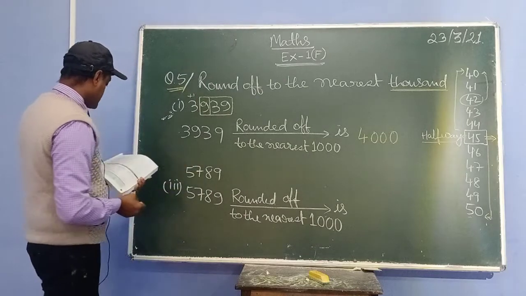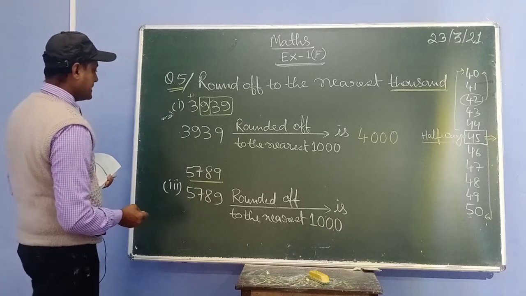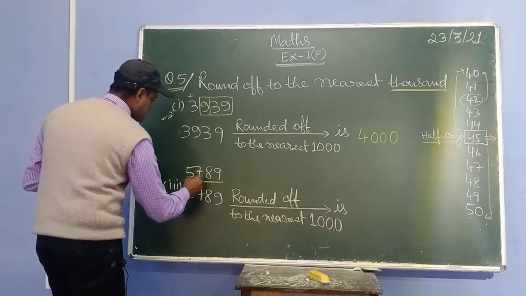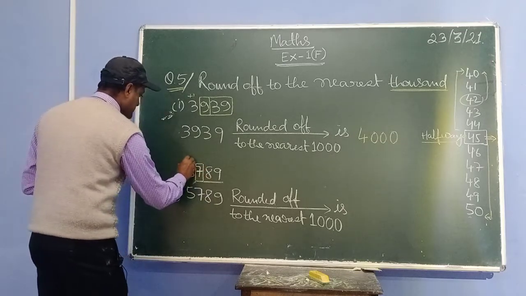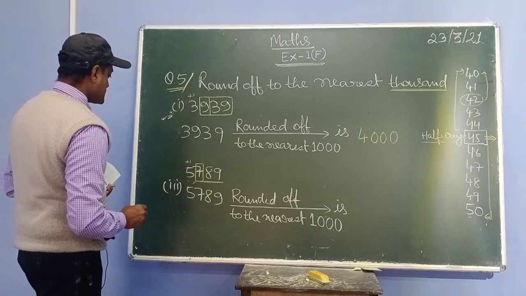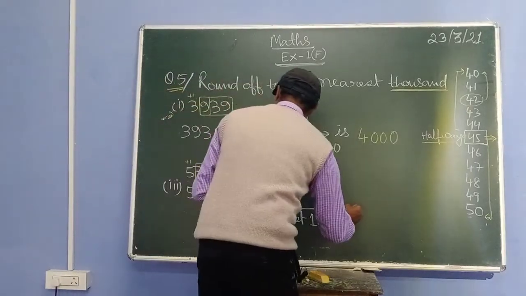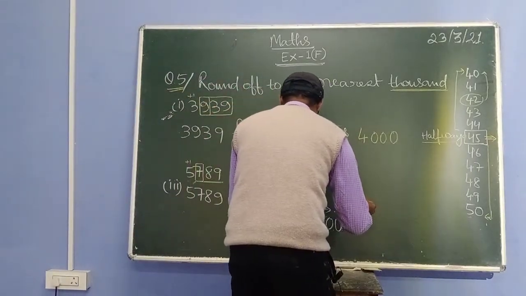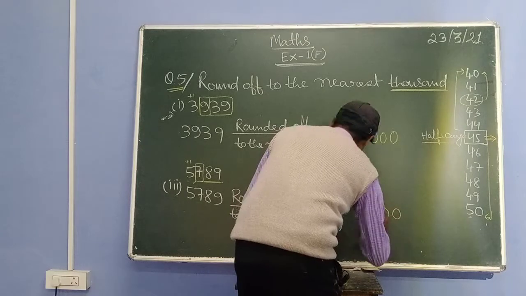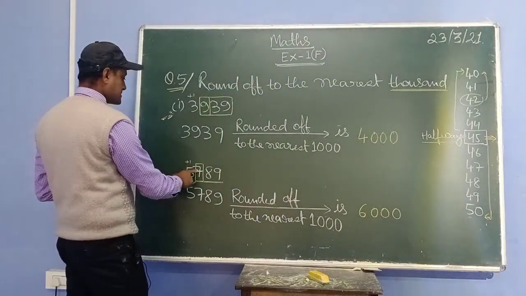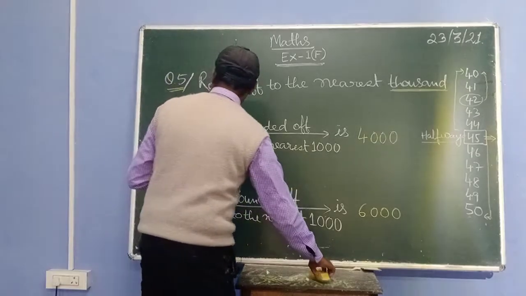Now we will move to part 3. Part 3 is 5789. Now we will see these three numbers, and 7 is more than 5. The condition is right. So we will add 1 to this number. So rounded off to the nearest 1000, 5789 is 6000. 5 becomes 6000.